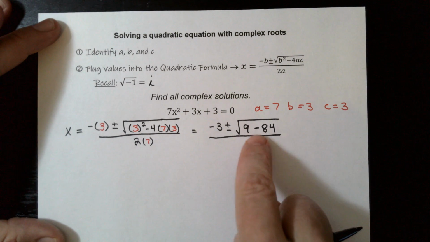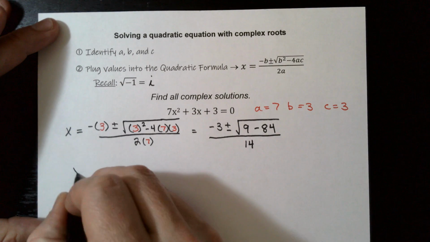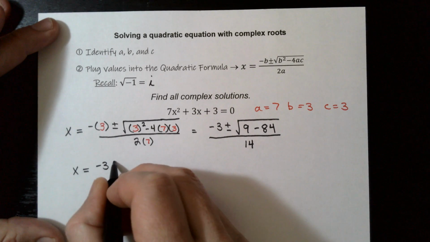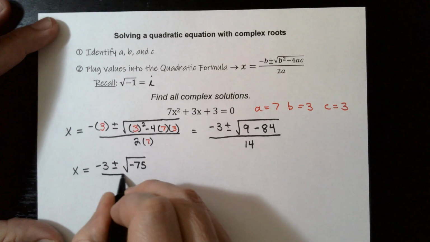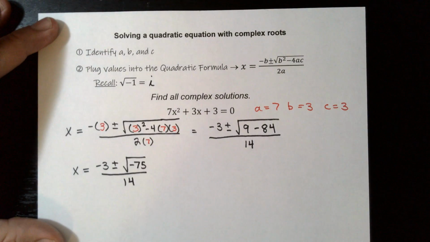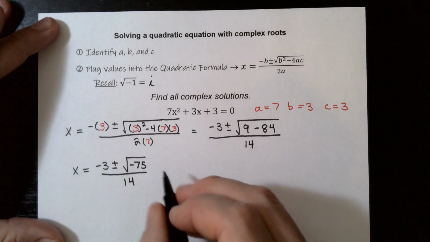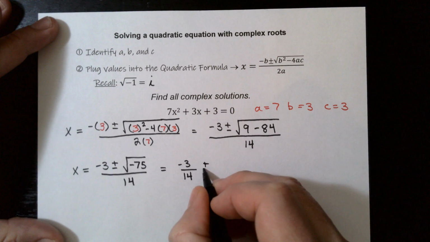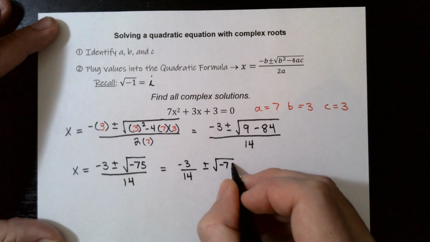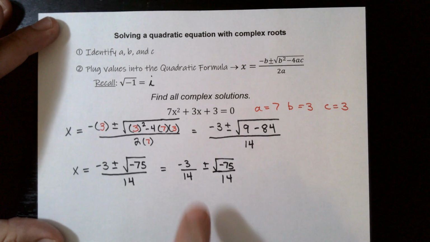Okay, so now we're going to reduce the inside of this. 9 minus 84 is going to be negative 75, so x is equal to negative 3 plus or minus the square root of negative 75, so that's a negative under the square root, over 14. Okay, now we're going to split this up into two different fractions, and put the plus or minus in between. So we're going to have negative 3 over 14, and then the plus or minus, and then the square root of negative 75 over 14. So we split it up into two pieces.